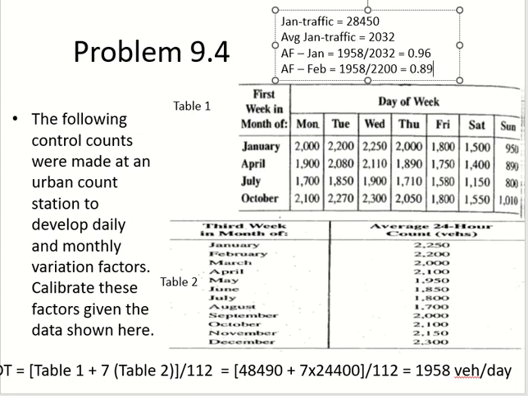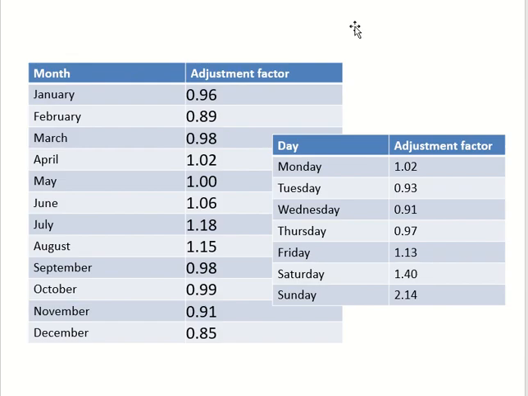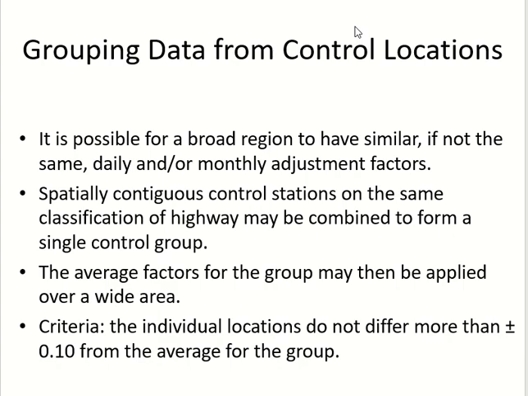For February we already have the average, so the adjustment factor for February is that. Clear? Now for March, which method will I do? February. Okay, for April, same as January. Clear? Any question? So you can do the rest and check it. These are the answers. You can check your answers. Once you calculate them, move on to the next thing, which is grouping of control locations.